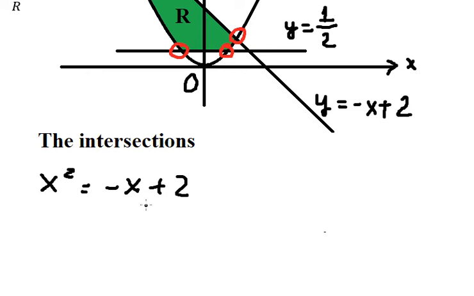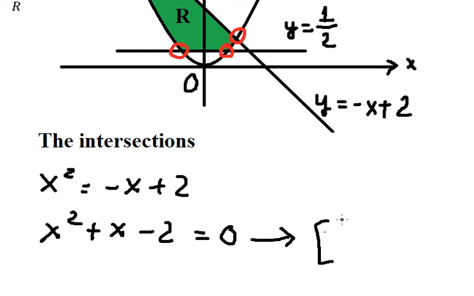So I will put this one to the left, and we have it like this. We need to find the value of this one, and we have s equals negative 2 and 1.